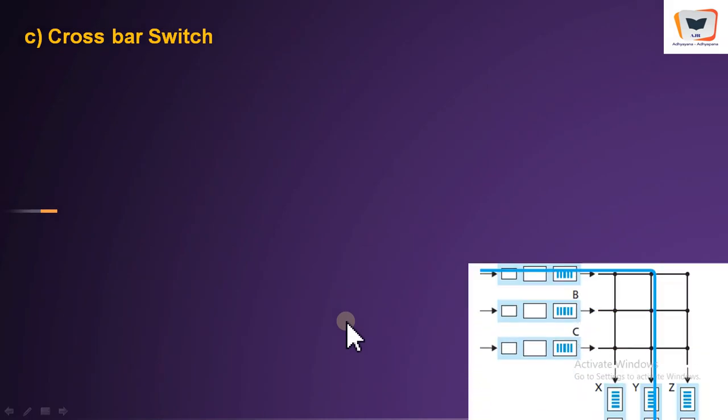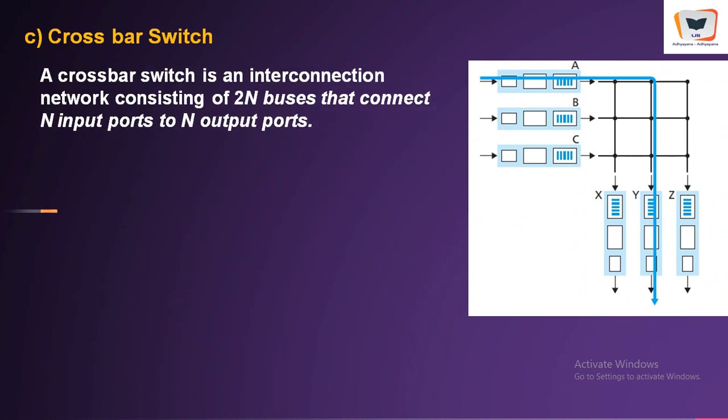Crossbar switch. This is one of the efficient ways of switching packets coming from the input port to the output port. A crossbar switch is an interconnection network consisting of 2N buses: N buses in the horizontal direction, from the input ports, and N buses in the vertical direction towards the output ports. There are lines carrying the packets from the input line and moving towards the output line. Therefore, a crossbar switch will require an interconnection, or crisscrossing, of 2N buses.